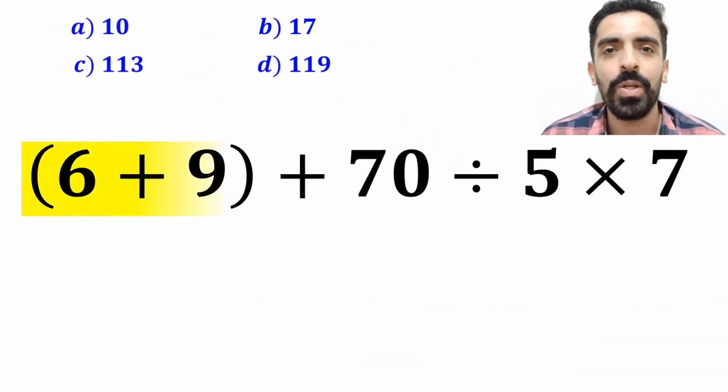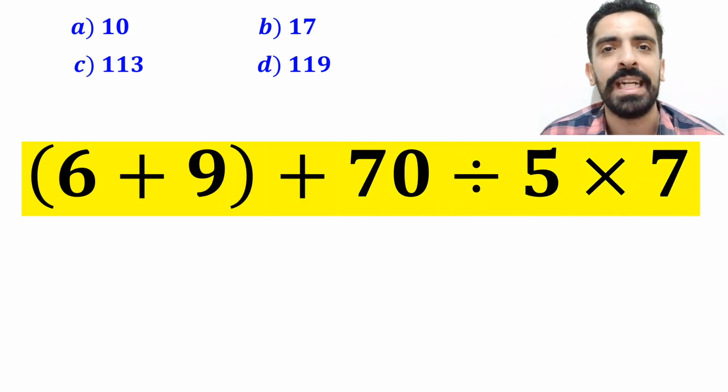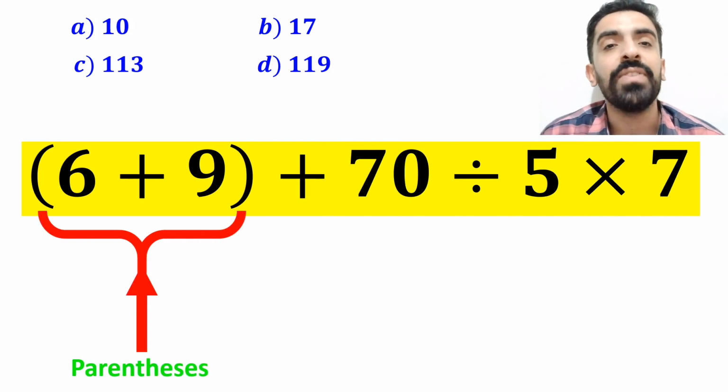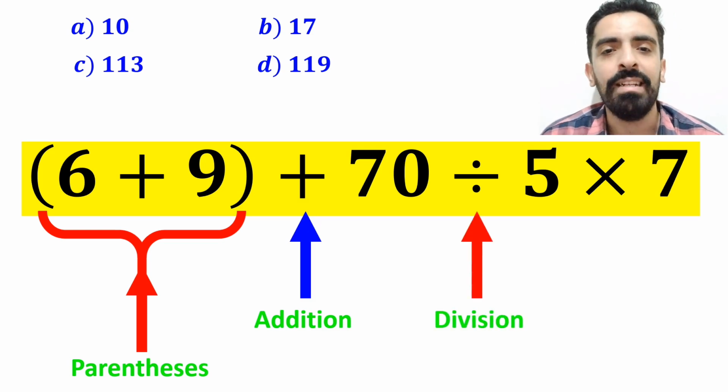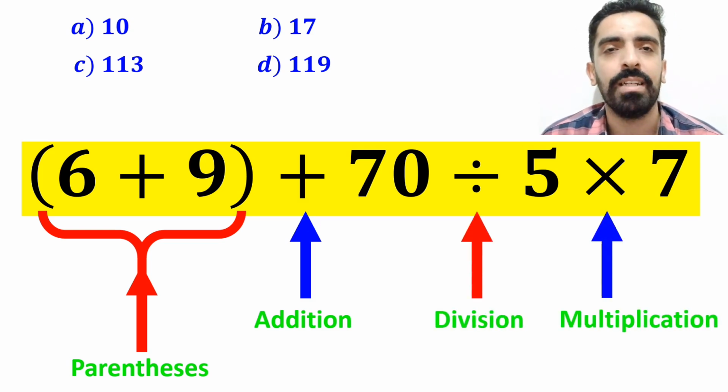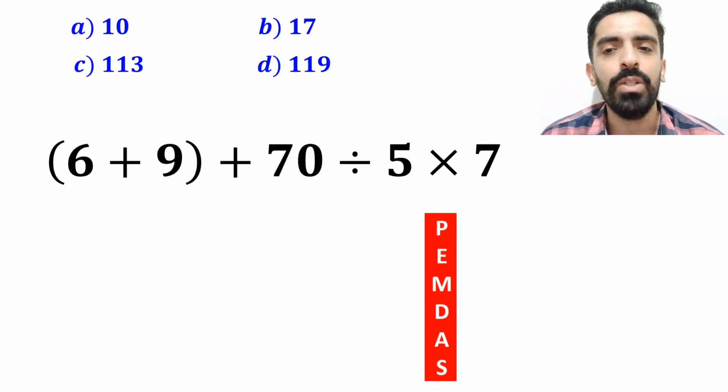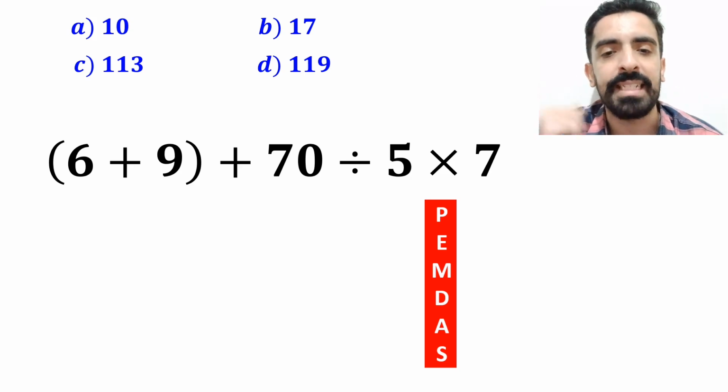Alright, now let me show you how to solve this expression properly. As you can see on the screen, in this expression, first we have parentheses, then an addition sign, followed by a division, and finally a multiplication. To solve this question, we need to follow the PEMDAS rule step by step.